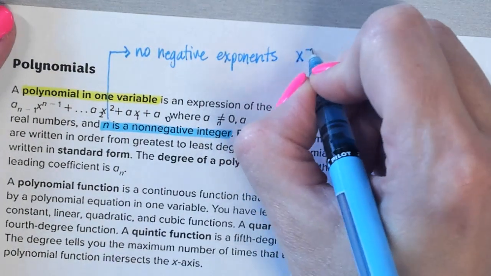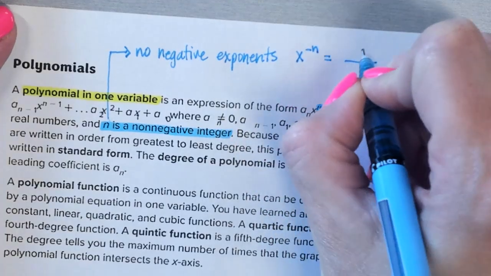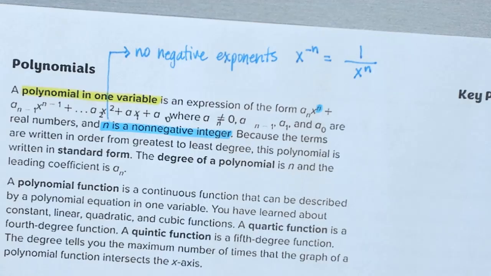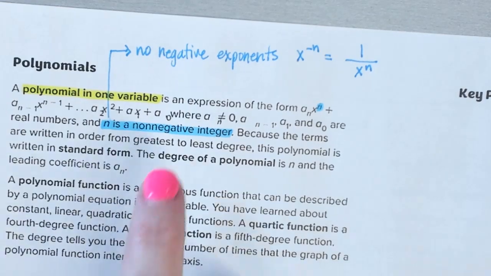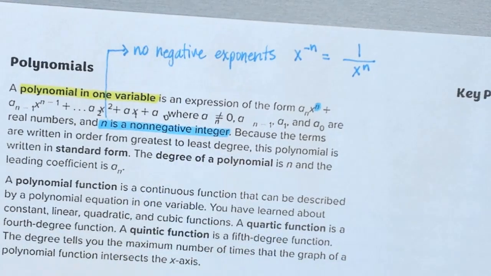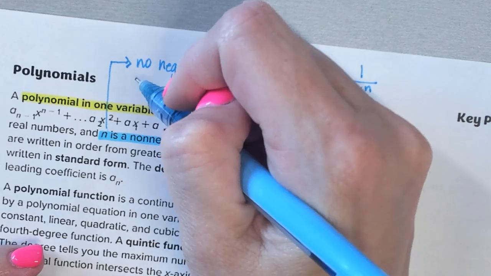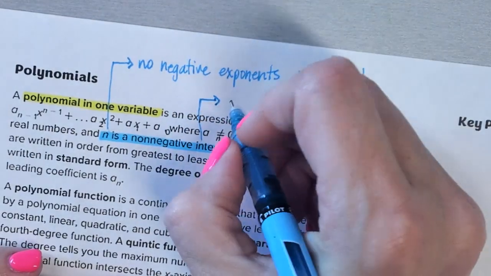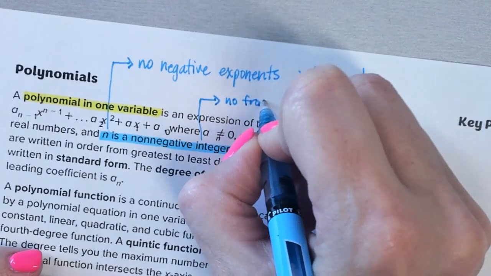X to the power of negative n is equivalent to 1 over x to the n power. Okay, that would not be a polynomial. Now, it says integer. I guess I should have done that from your non-negative. Your integer means you can't have any fractional powers.